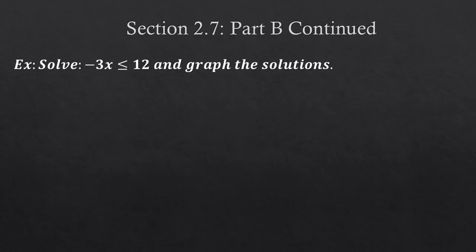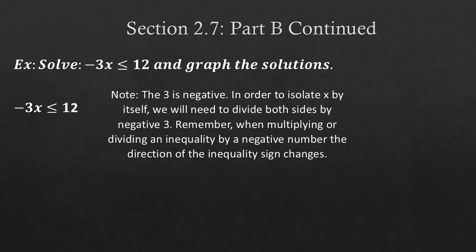First example, in order to solve for x here, we need to divide both sides by -3. Now the 3 is negative, so therefore, as I just mentioned that important note, I'm going to divide both sides by -3, which means the direction of the inequality sign will change. So therefore, x is now greater than or equal to positive 12 divided by -3, which is -4.